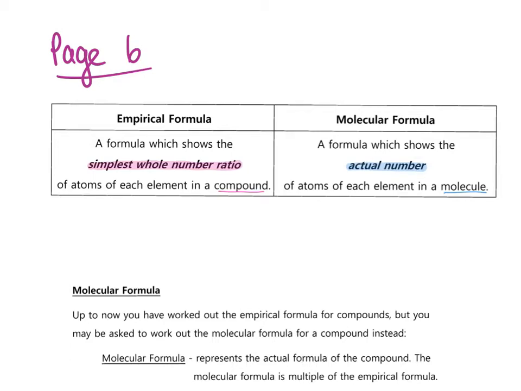So last lesson we looked at an example of ethane. So ethane has the molecular formula of C2H6. That would be the molecular formula because it actually has 2 carbon atoms and actually has 6 hydrogen atoms. But if we were to have a look at the empirical formula, it would be CH3 because that's the simplest whole number ratio, because we can divide both of those atom numbers by 2. And that would give us an empirical formula of CH3.